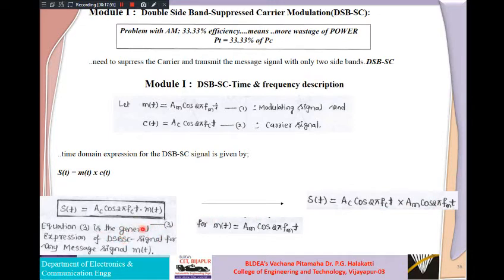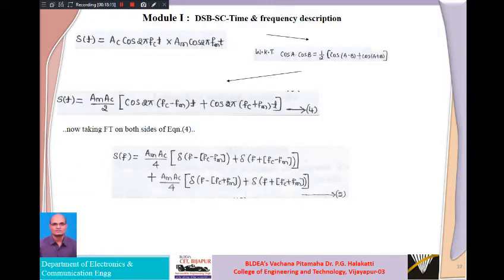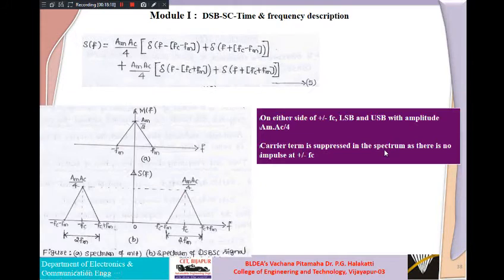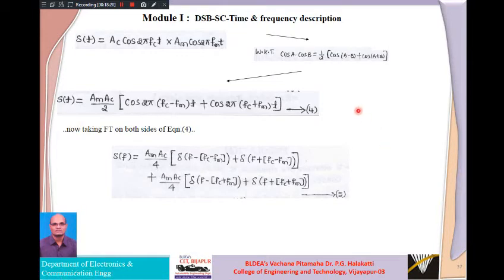This equation is called the general expression for the DSB-AC. So if we substitute for m(t), we will get this. This equation is the general expression for the DSB-AC AM signal. Now, because two cosine factors are going to multiply here, we have to apply some trigonometric formula.